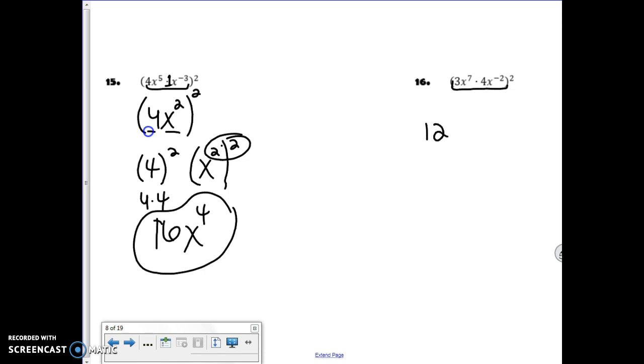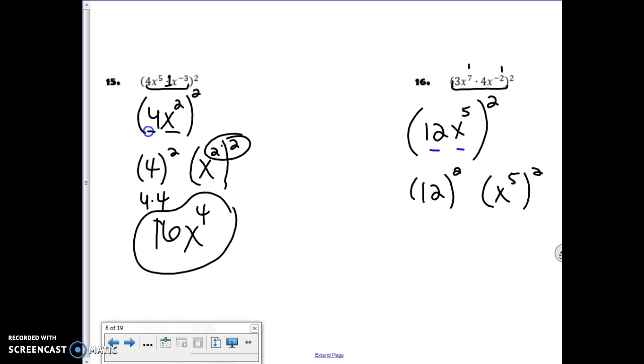X to the 7th times x to the negative 2nd. Remember, we add the exponents together when they're the same base like that. So that's going to be x to the 5th. And it's that whole entire thing all squared. So again, remember, you have to take these 2 things separately. And we're squaring both of those. So that is 12 squared and x to the 5th squared.